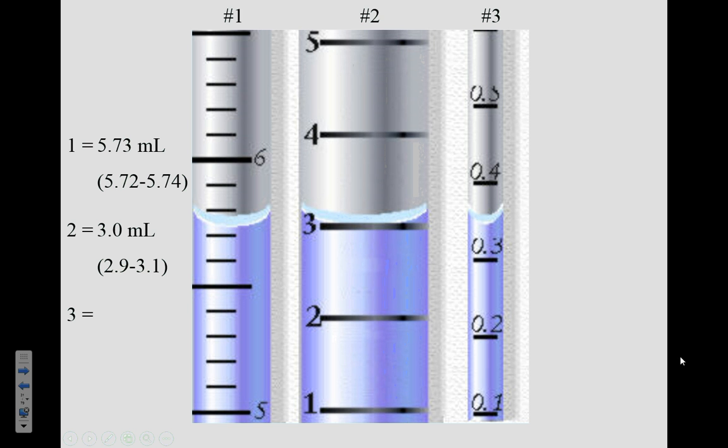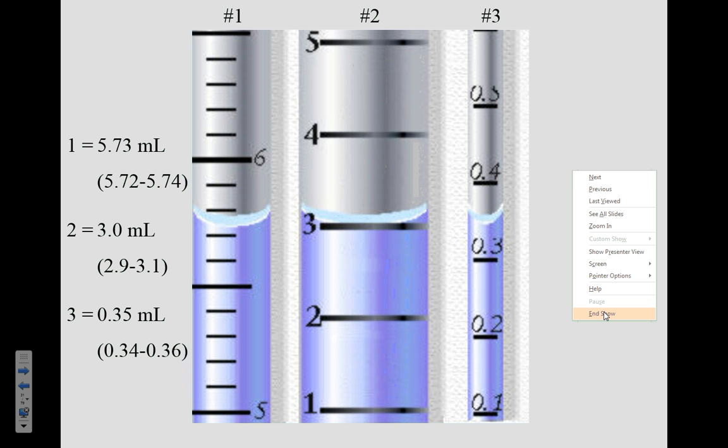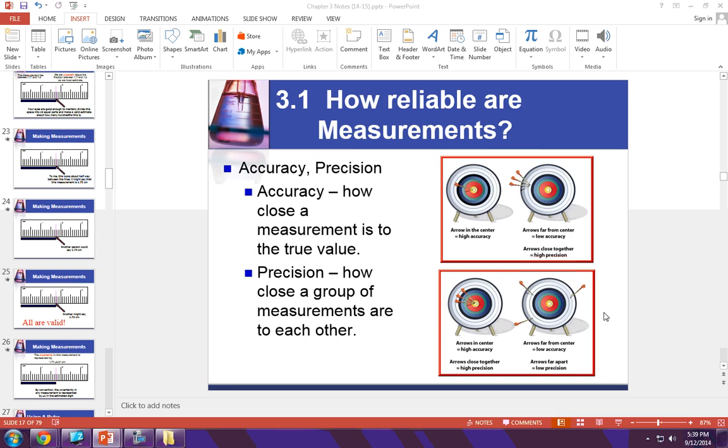Now the last one, the third graduated cylinder here, since it read to the tenths, that means we can estimate to the hundredths. And this one did look pretty close to me to be about halfway in between. But 0.34, 0.36, I can't split hairs. Those are both valid measurements as well. And that ends our second set of notes where we're looking at really how do we use measuring devices in the real world in chemistry.